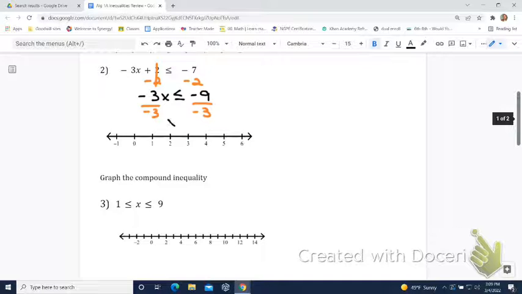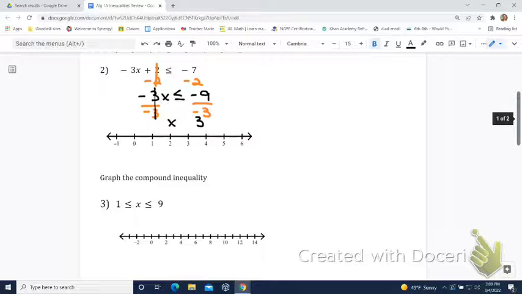So I now have x, negative 9 divided by negative 3, positive 3. We divide by a negative, so if you multiply or divide by a negative, flip the sign. If you multiply or divide by a negative, flip the sign. I'll sing my silly song so you don't get it wrong. We divide by a negative.